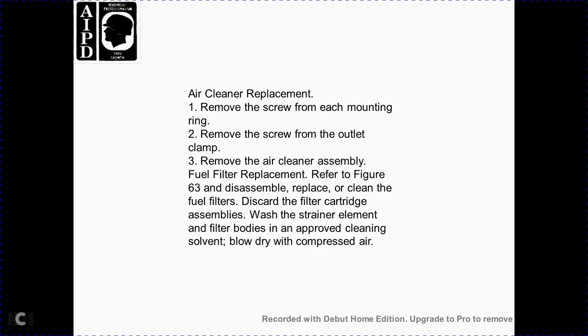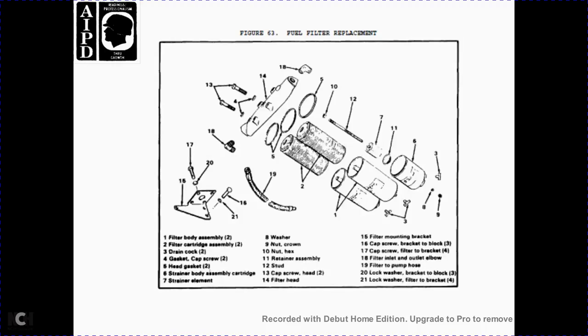Air cleaner replacement: remove the screw at each of the mounting rings, remove the screw at the outlet cap of the clamp, and remove the air cleaner assembly. Fuel filter replacement, refer to Figure 63. Disassemble, replace, and clean the fuel filter. Discard the filter cartridge assembly with the washer and strainer element. Clean the filter body, then blow dry with compressed air.